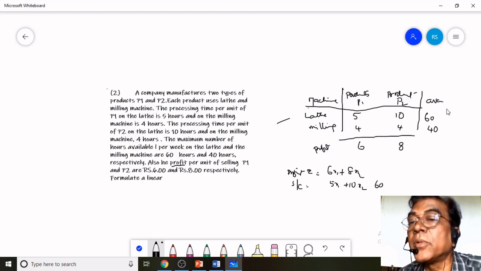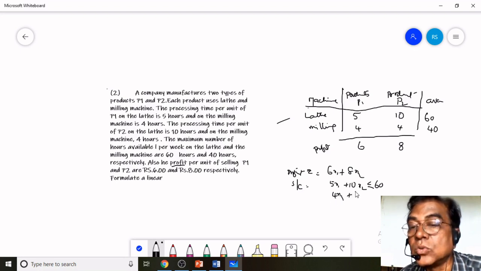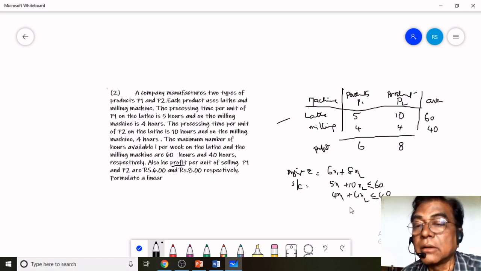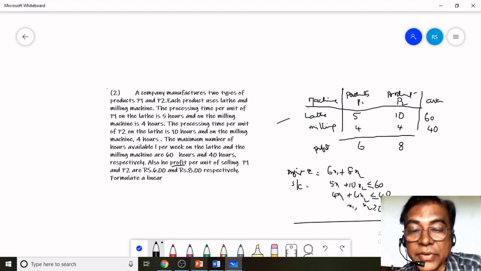Please read the point. The point is availability. Availability means less than or equal to. Next go to another equation, 4x1 plus 4x2, that is 40, less than or equal to. Okay, the last one, x1 comma x2 greater than or equal to 0. That's all. Finish. So this is how to formulate the equations.